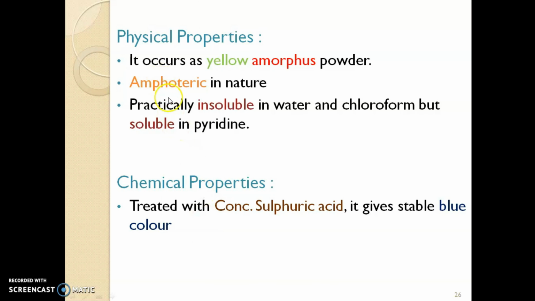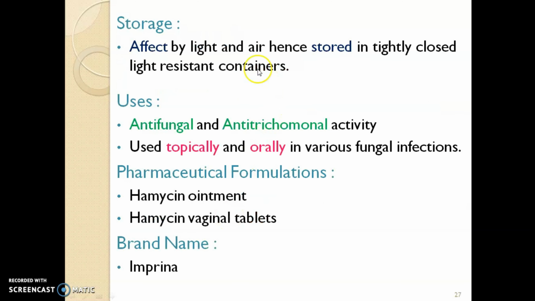It is a yellow colored, amorphous powder. It is amphoteric in nature and practically insoluble in water and chloroform but soluble in pyridine. Next point is chemical properties. When this drug is treated with concentrated sulfuric acid, it gives a stable blue color. Hamycin can be affected by light and air, hence stored in a tightly closed, light resistant container. This is the storage condition of this drug.